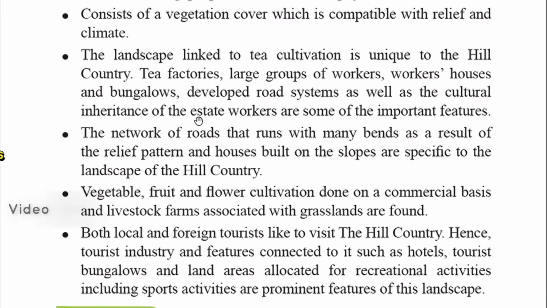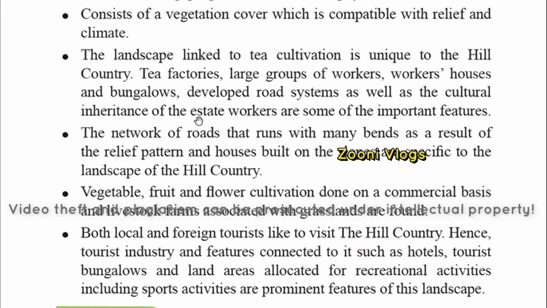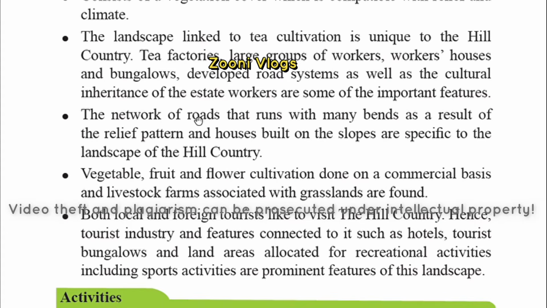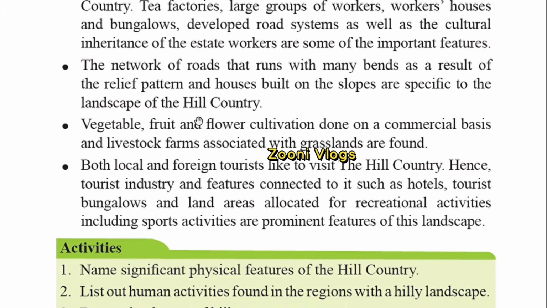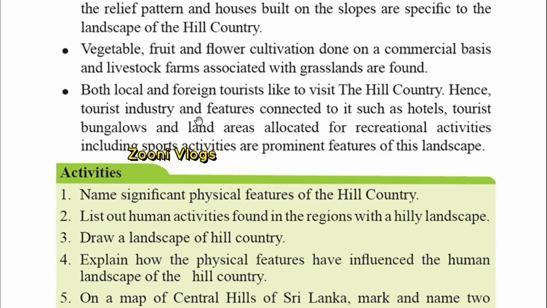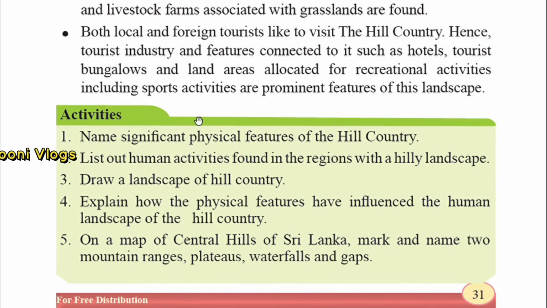The other thing is that it's a good place for tea cultivation. We can find tea factories and large groups of workers. There are bungalows, and not only that, the hilly region grabs the attention of tourists because of the beauty of the hill country. You can also see vegetable and fruit cultivation done on a commercial basis, and livestock farms associated with grasslands. Now we know what the hill country is.